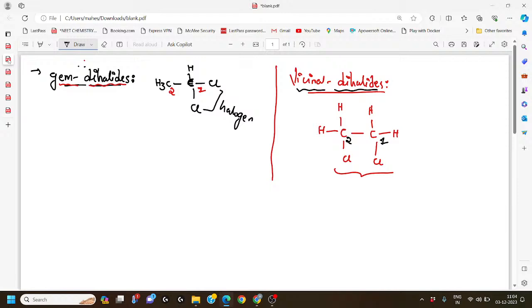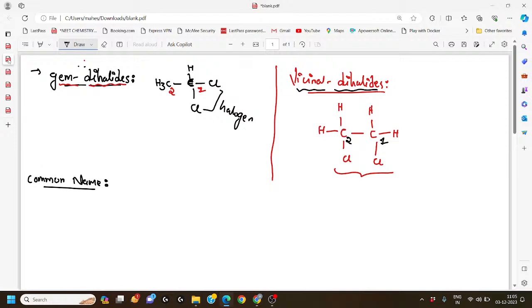Now let us understand their common names and IUPAC names according to the concept. What is the common name of gem dihalides? I will explain again in NCERT, no problem. First let us understand a brief introduction of what gem dihalides and vicinal dihalides mean, and after this go to the NCERT to see what is present there.